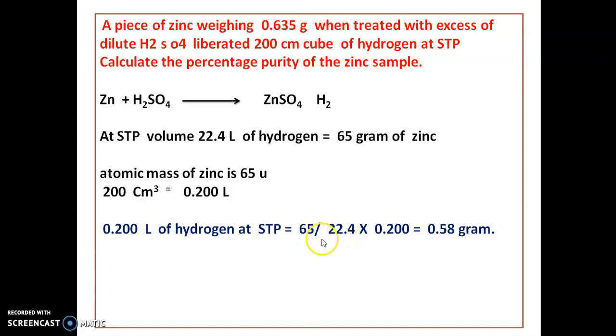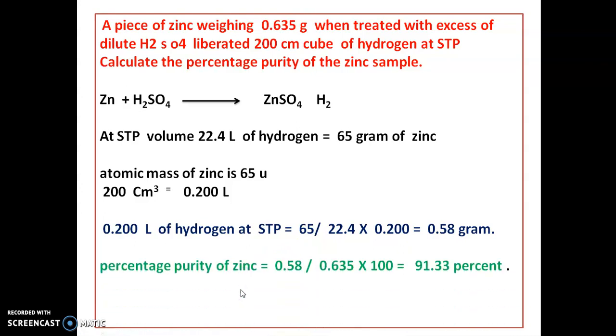So it comes out to be 0.58 grams. So percentage purity of zinc is equal to 0.58 upon 0.635 into 100. So it comes out to be 91.33%.